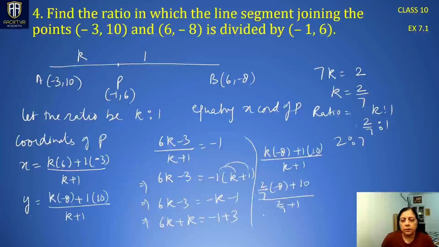Simplify this. This becomes minus 16. Multiply this. Take this LCM. This becomes 70 over 7 divided by 7. 2 plus 7, 9 by 7. So this becomes 70 minus 16 is 54. 54 by 7 multiplied by 7 by 9. So this is 6. You can see that y is 6.